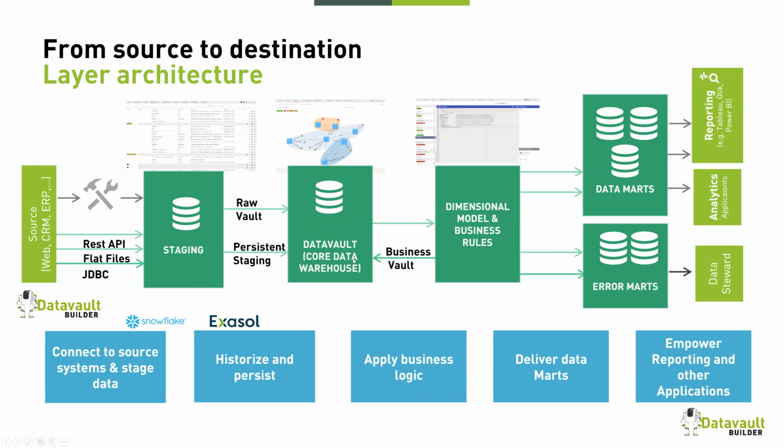Then we are going into a core. We are not applying any business rules in here. That's the big difference to normal form warehousing. Then we are going into a dimensional model, meaning the denormalization.